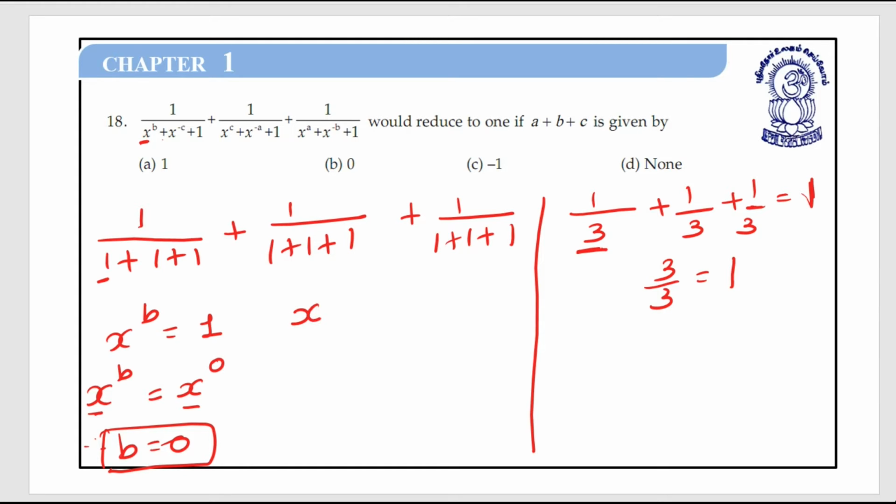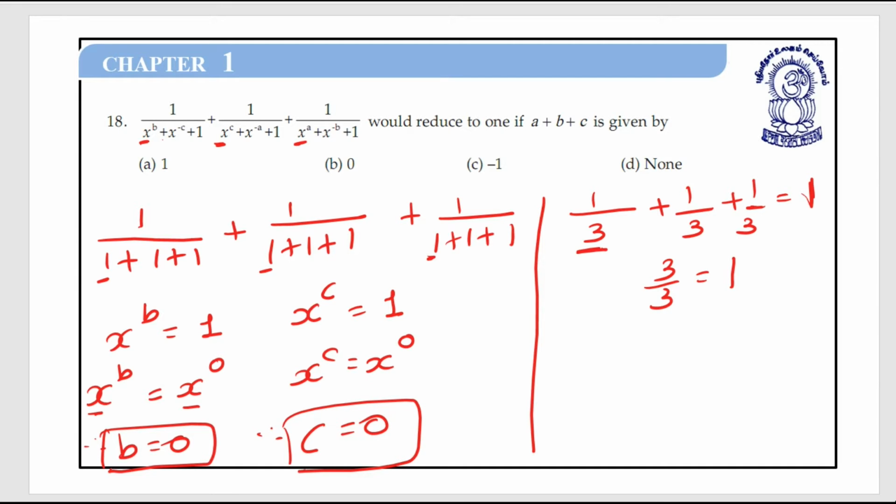Same way for x raised to c equal to 1. So x raised to c is equal to x raised to 0. So the base is the same, c is equal to 0. Same for x raised to a equal to 1. x raised to a is equal to x raised to 0. So a is equal to 0.